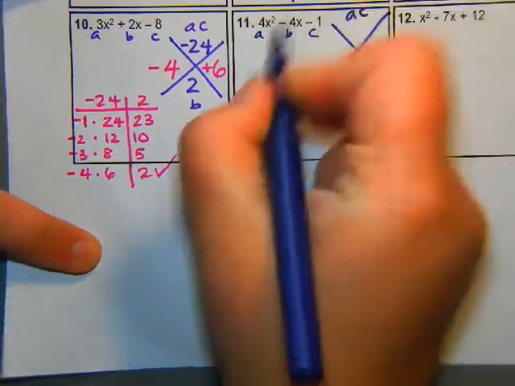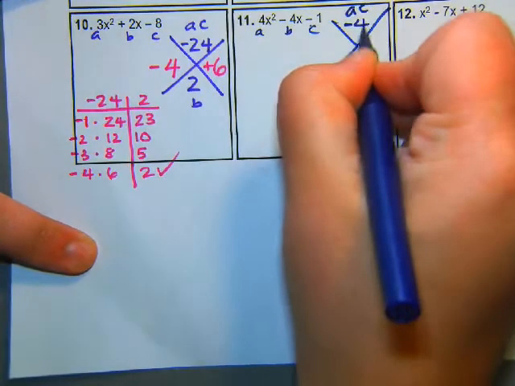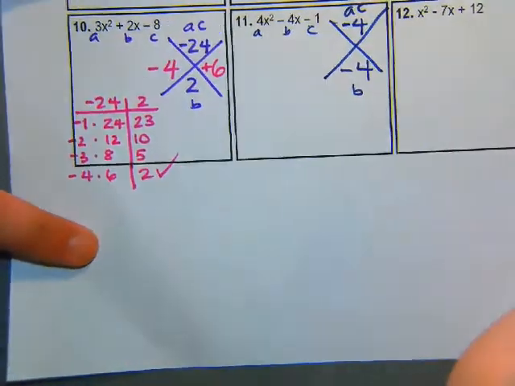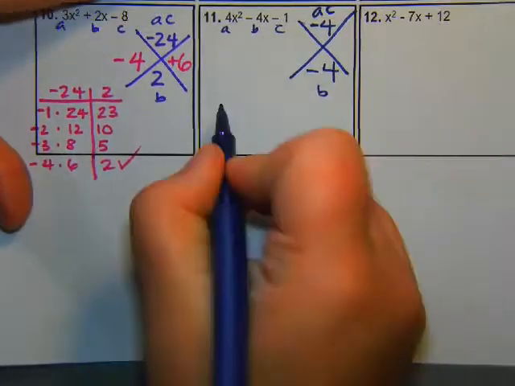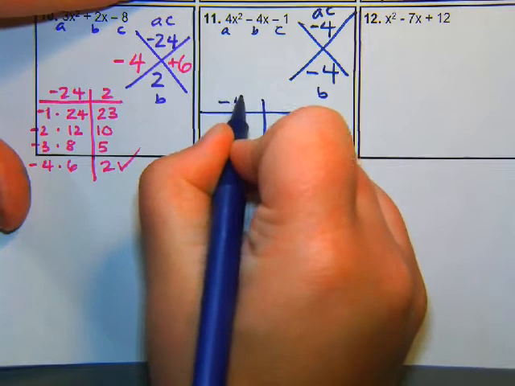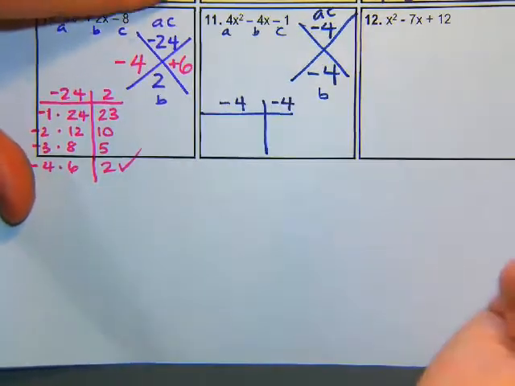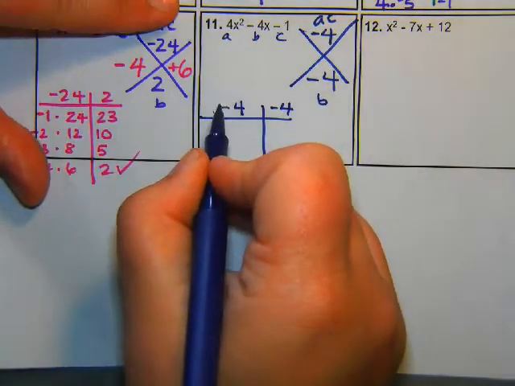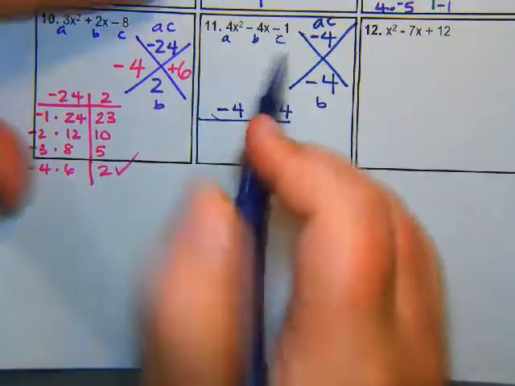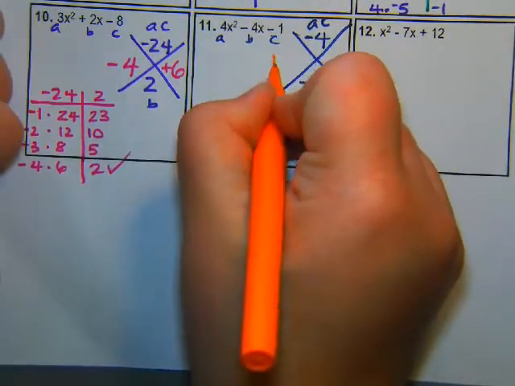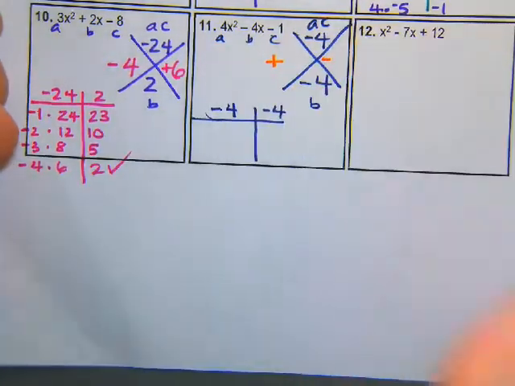A times C. 4 times -1 is -4. Then B goes on bottom, and that also is a -4. Ooh, interesting. We need to find numbers that multiply to a -4 and also add to a -4. Okay, so remember, if they multiply to a negative, only one is negative. So again, if you want to put that in, that we have opposite. This time I'll put the plus sign over here and the negative here. Doesn't matter.